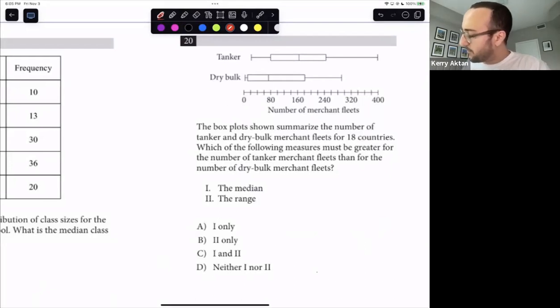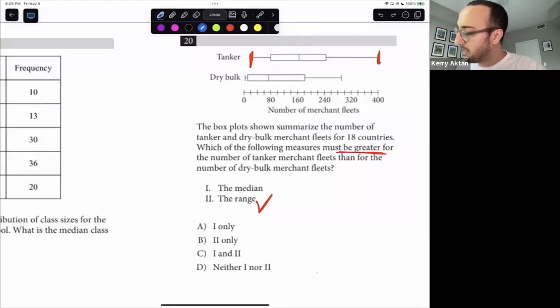It says, which one of the following measures must be greater for the tanker than the dry bulk? Well, the range is much bigger. Those red bars are the range, so the range is definitely much bigger, the high and the low. But what about the median? The median is that middle bar in the middle.